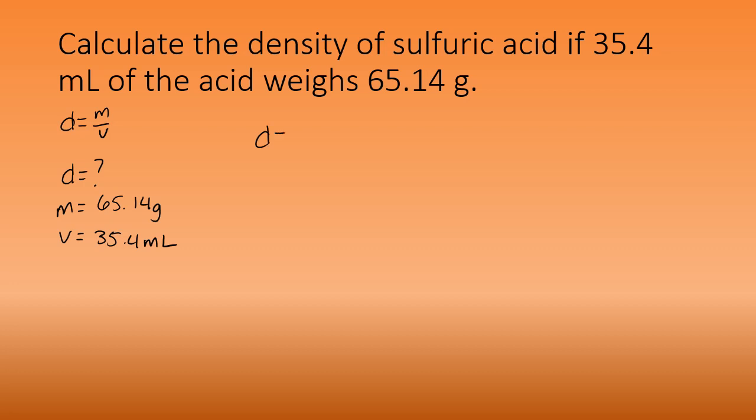Therefore, when we set up our formula, it becomes the mass, 65.14 grams, divided by 35.4 milliliters. Putting 65.14 divided by 35.4 into our calculator shows us that the density of sulfuric acid is 1.84 grams per milliliter.